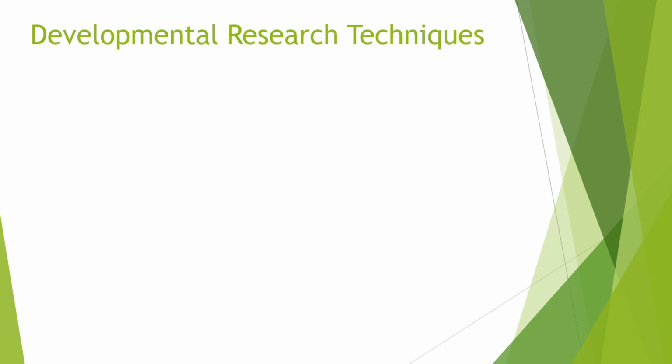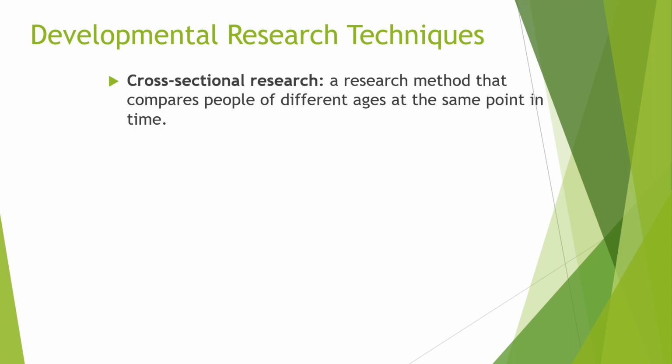Now, the way that we conduct developmental research is we have two different ways that we can look at developmental capabilities or developmental changes. One is called cross-sectional research. This is a research method that compares people of different ages at the same point in time. So this assesses the differences among groups of people. You may take a study looking at people of different ages, but at this very moment, and what occurred for them.